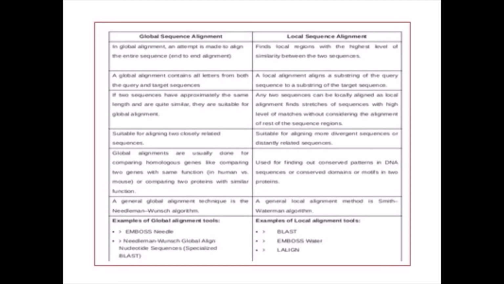Global alignments are usually done for comparing homologous genes, like comparing two genes with the same function, for example in humans versus mouse, or comparing two proteins with similar function. Local alignment is used for finding conserved patterns in DNA sequences or conserved domains or motifs in proteins. A general global alignment technique is the Needleman and Wunsch algorithm, whereas the local alignment technique is the Smith-Waterman algorithm. Examples of global alignment tools are EMBOSS Needle, Needleman-Wunsch Align, Nucleotide sequence specialized BLAST. Examples of local alignment tools are BLAST, EMBOSS Water, and LALIGN.